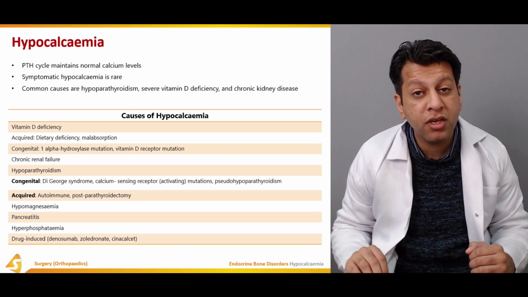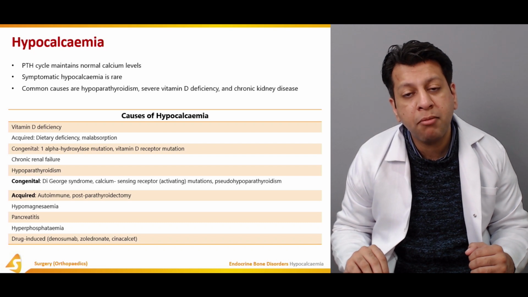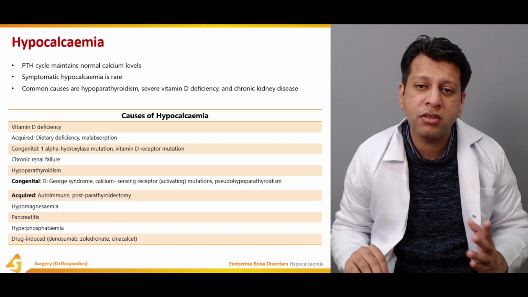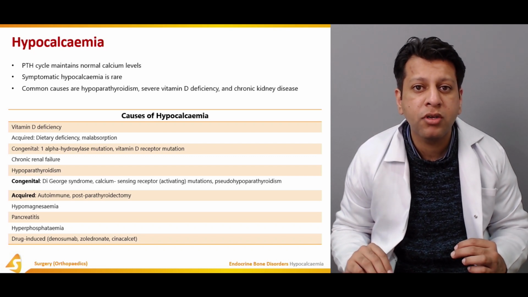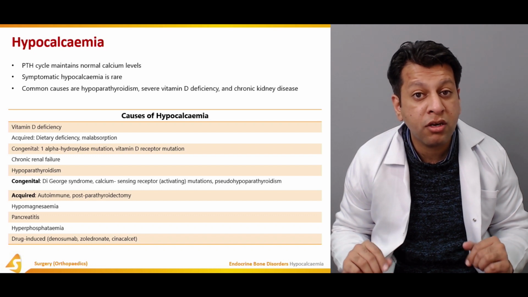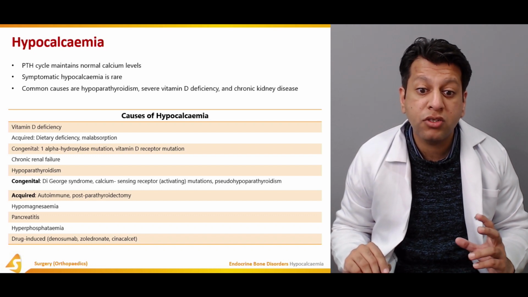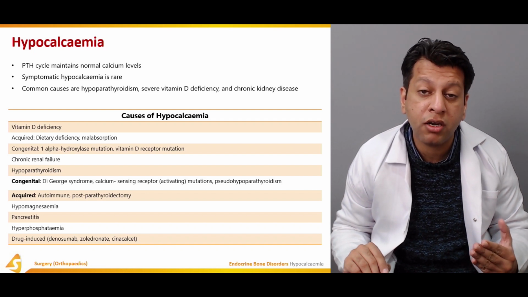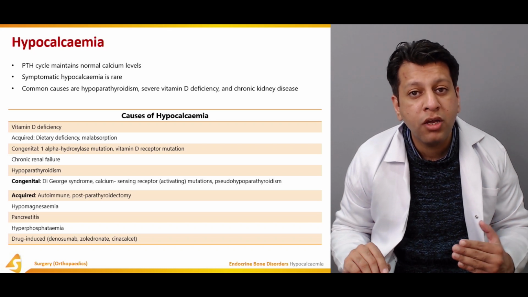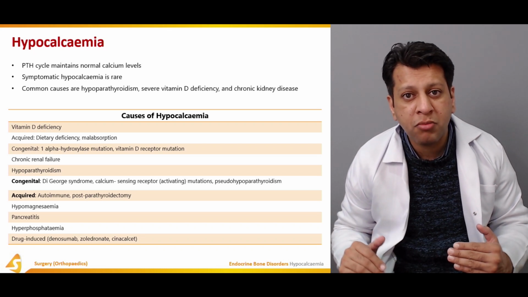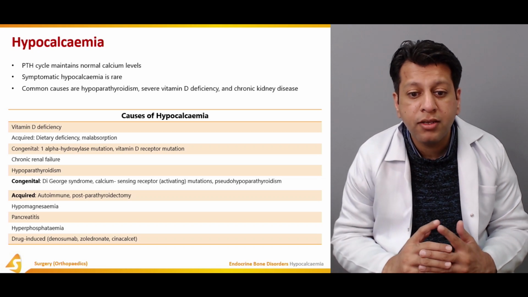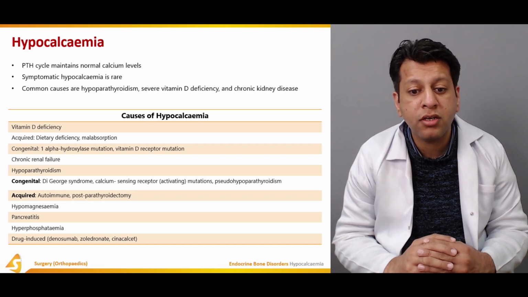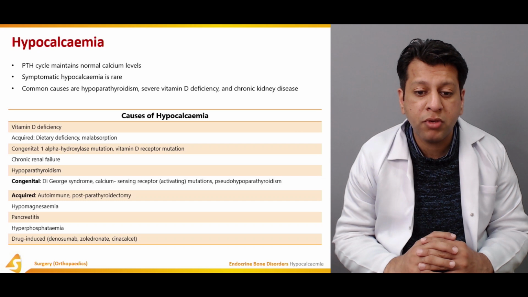Then hypomagnesemia, as calcium and magnesium metabolism are also interlinked, and low magnesium levels affect the parathyroid hormone. Magnesium is required to release parathyroid hormone from the parathyroid glands. If there is not enough magnesium, then not enough PTH will be released, leading to hypoparathyroidism, and eventually leading to hypocalcemia. Then certain conditions such as pancreatitis, hyperphosphatemia, and drug-induced causes all cause hypocalcemia.